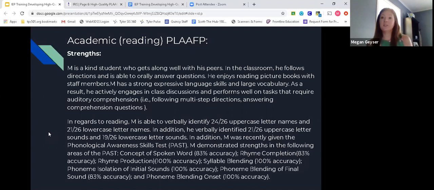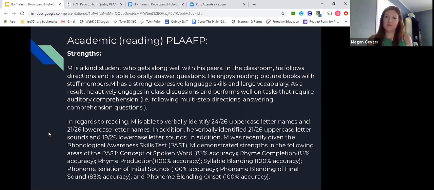So there's an example of this. He has strong expressive language skills and a large vocabulary. So this information we probably found in the most recent evaluation that the school psychologist completed. Because of that expressive language and large vocabulary, he's able to actively engage in class discussions.